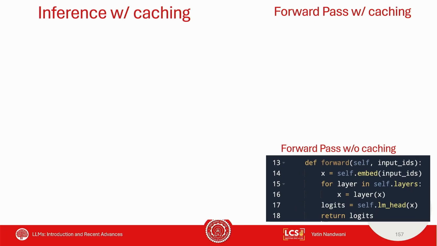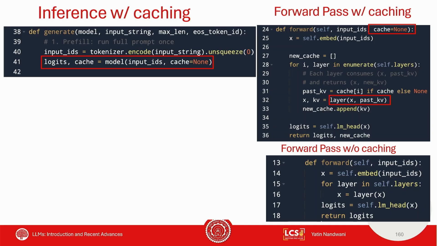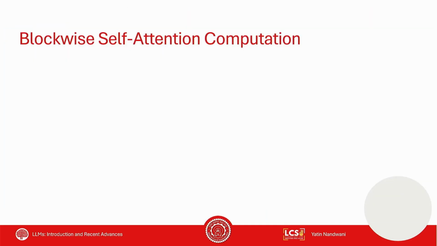And what we did in caching was we observed that there are some redundant operations that we are doing. We don't need to compute the keys and values of the tokens which we have already processed, and therefore that's how we motivated caching, right? So okay, we covered this last time. And the other thing that you guys asked me to revisit was blockwise self-attention computation, right?